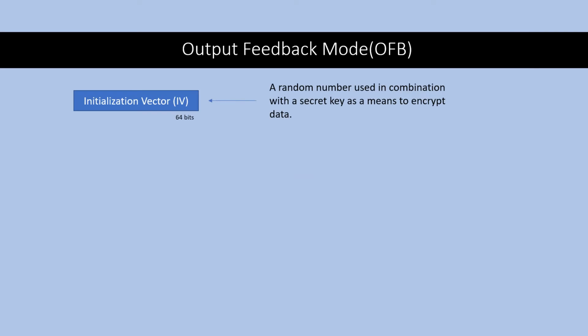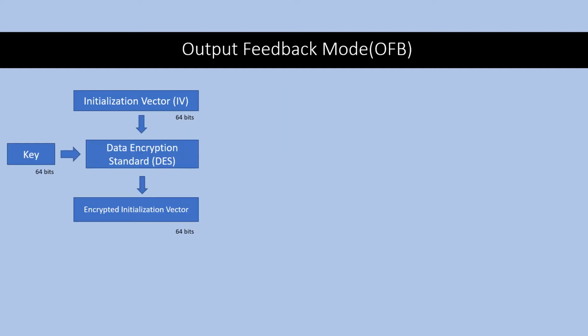First and foremost, we will have the initialization vector, which is in 64 bits. So, what is an initialization vector? An initialization vector is a random number used in combination with a secret key as a means to encrypt data. Now, we will have a secret key. This key here will also be in 64 bits. This secret key will then be used to encrypt the initialization vector following the Data Encryption Standard, DES, to produce an encrypted initialization vector of 64 bits.